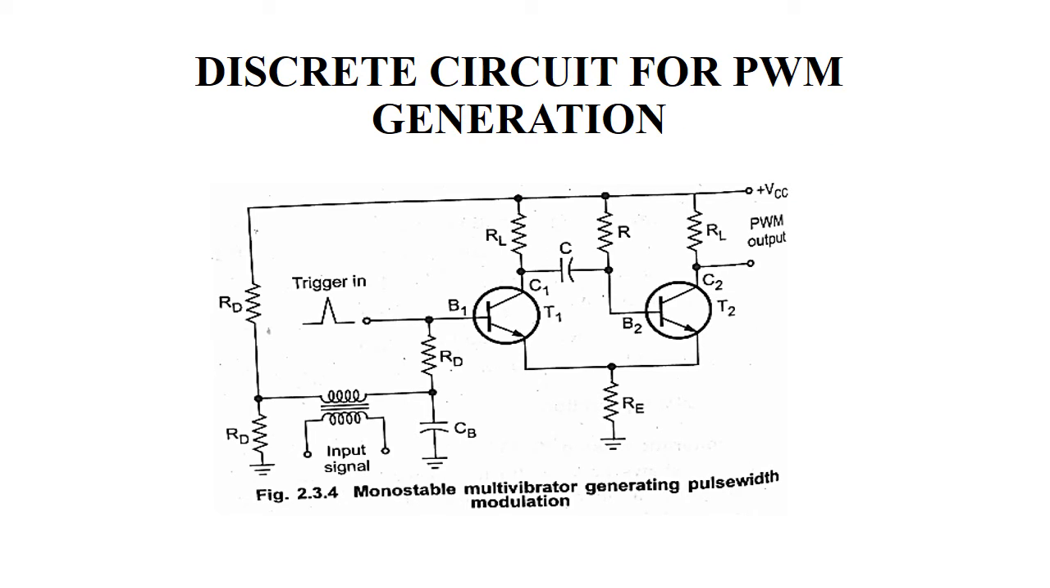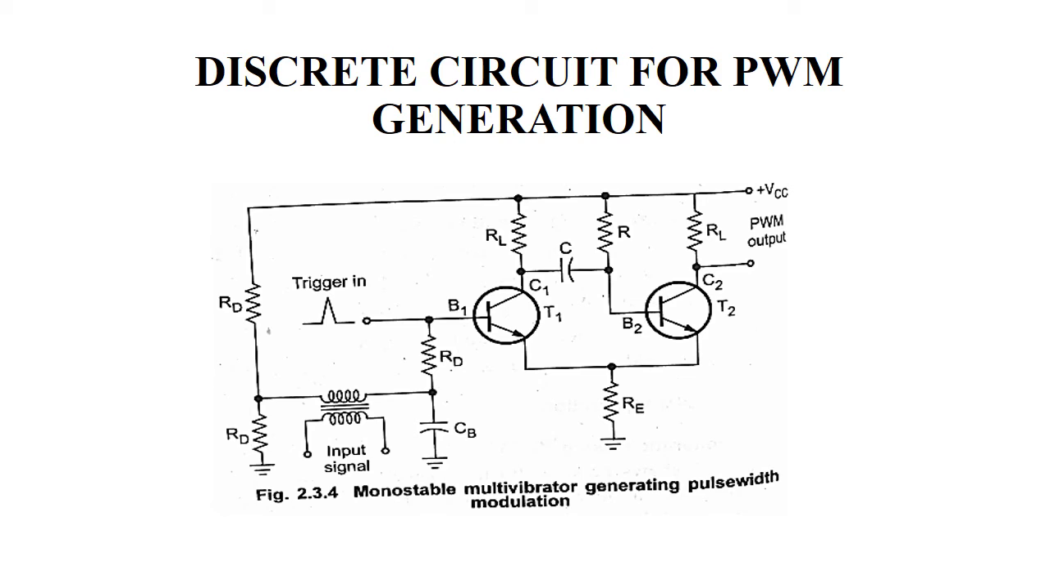Discrete circuit for PWM generation. In this diagram we can see a monostable multivibrator circuit to generate the pulse width modulation. The stable state for this circuit is T1 off and T2 on. The positive going trigger pulse at B1 switches T1 on. Due to this, the voltage at C1 will fall, and T1 begins to draw the collector current. As a result, the voltage at B2 will fall and T2 is switched off.